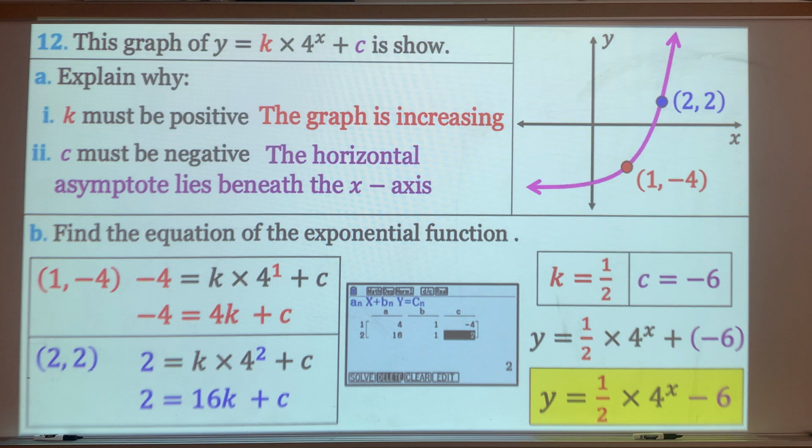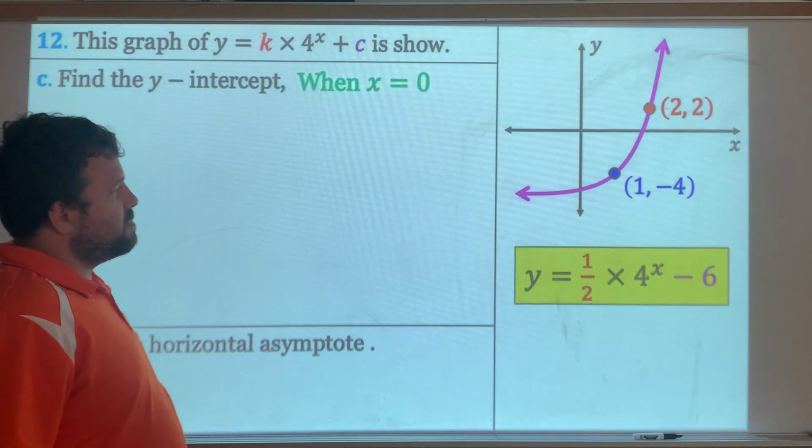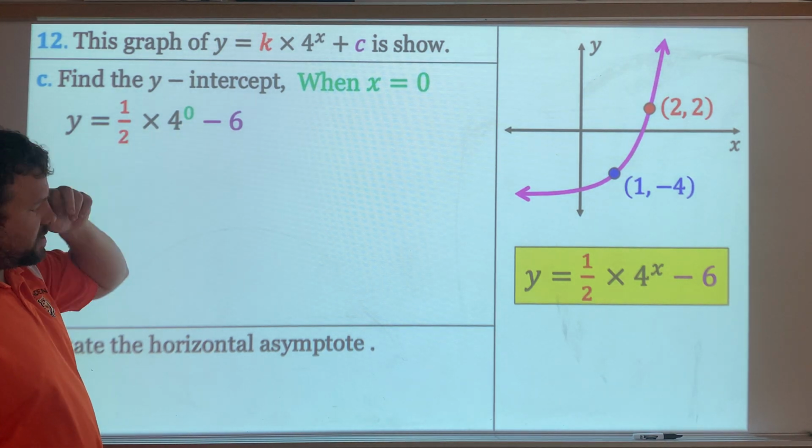Right, now the next thing it asks: find the y-intercept. How are we going to find the y-intercept? Is there a way to find it? Well, it's the y-intercept when x equals 0. So plug in 0. So y equals 1/2 times 4 to the 0 minus 6.